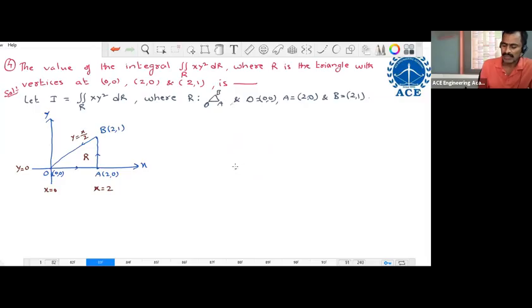One way is by drawing a line parallel to the x-axis, and the other is by drawing a line parallel to the y-axis. In two ways, we can find the limits. First, I will show you how to find the limits by drawing a line parallel to the y-axis. Later, I will show you by drawing a line parallel to the x-axis. If you know another method, you can follow that one.